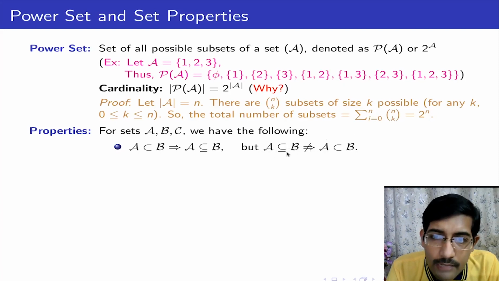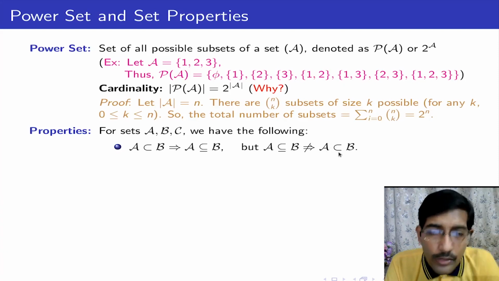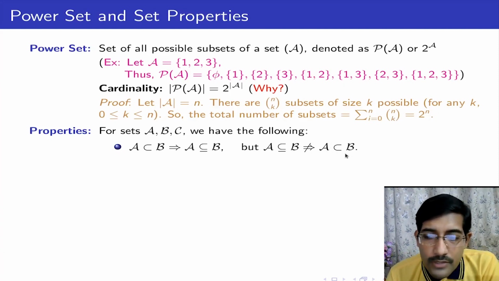Consider the sets A and B both being equal. Then this will be true, since A and B are equal, we can say A is a subset of B. But A and B being equal is not a proper subset, because B should have at least one member which is not present in A to have this proper subset relation going. So this does not imply this one.